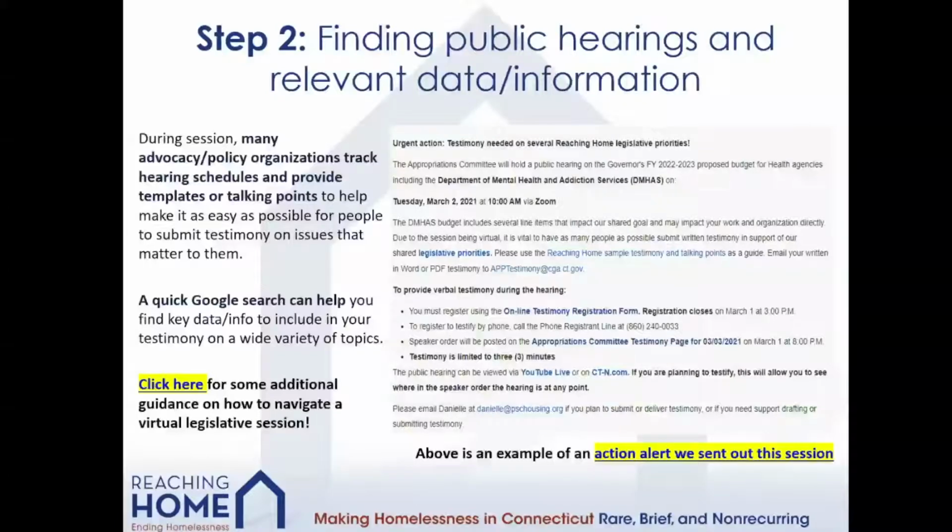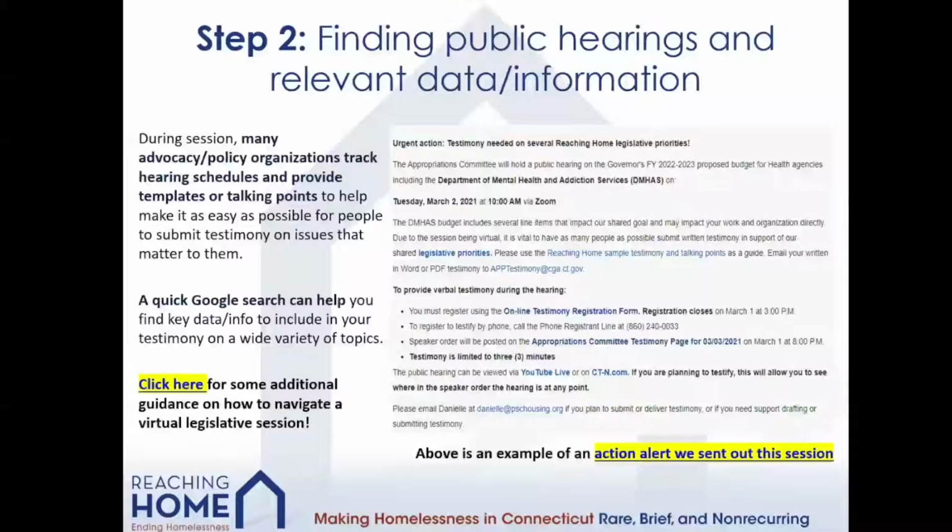And I share an example over to the right of my screen, an action alert that we put out to encourage our advocates to go testify on behalf of the Department of Mental Health and Addiction Services budget. We had a few items that we were looking to advance within the Department of Mental Health and Addiction Services, also the Department of Housing. But this hearing in particular was the Appropriations Health Subcommittee, and therefore they were covering the Department of Mental Health and Addiction Services budget adjustments that were happening this session.